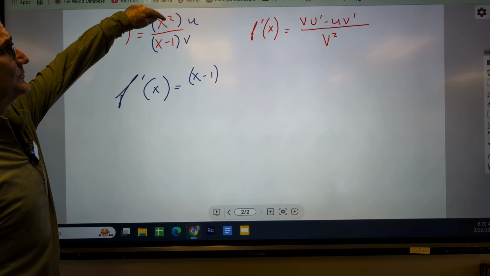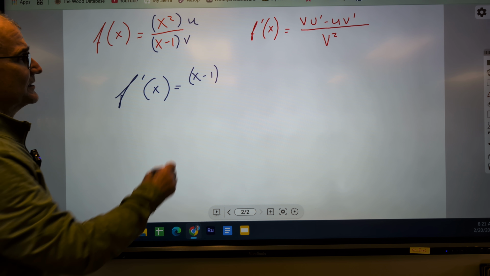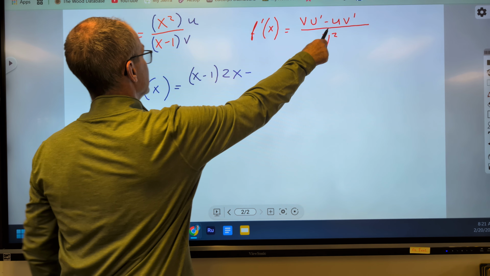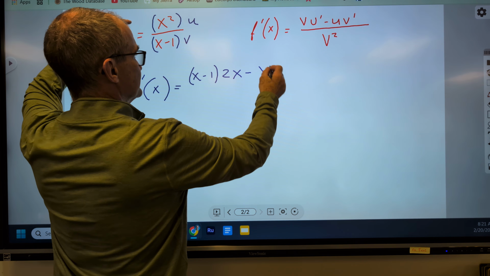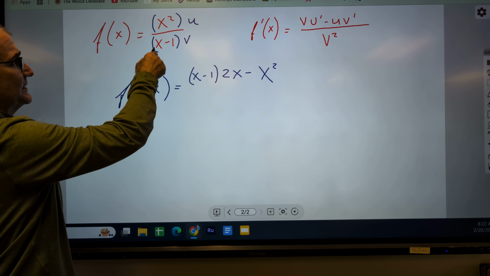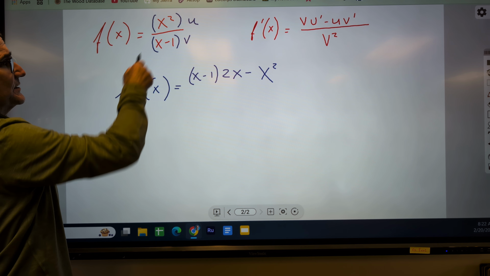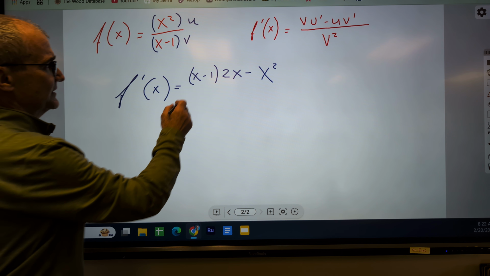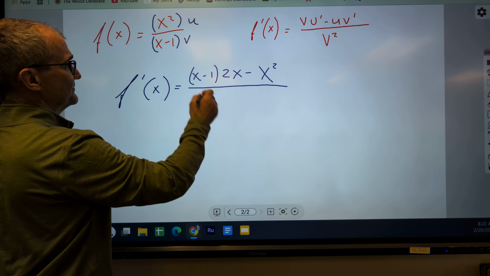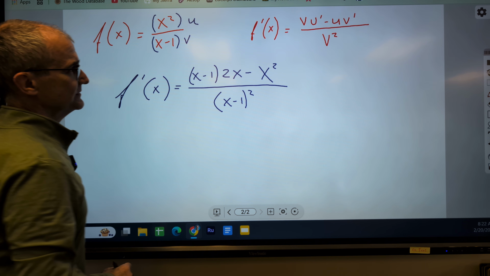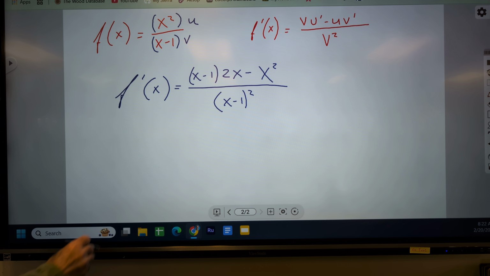Here I'm using the power rule. 2 comes down in front, subtract 1 to get 2x, minus my u term, x squared, times the derivative of my bottom term. This is x to the first, 1 comes down in front, so the derivative of this is just 1. In the denominator here, I have v squared, (x minus 1) quantity squared. And I could probably clean this up a little bit.